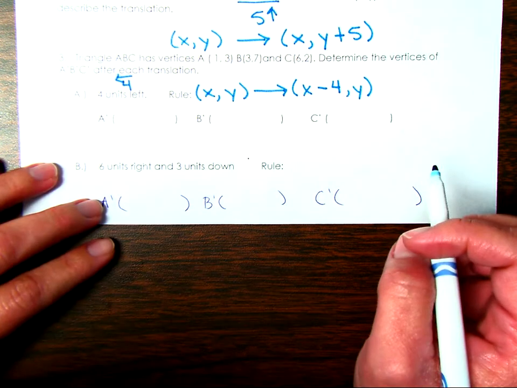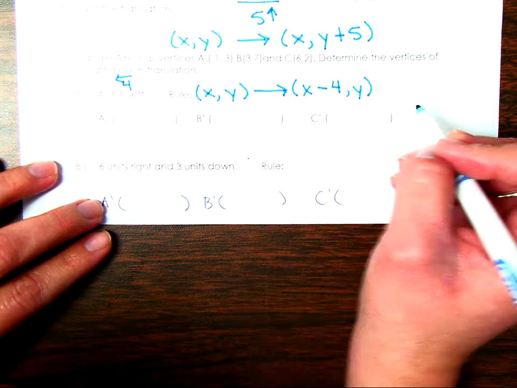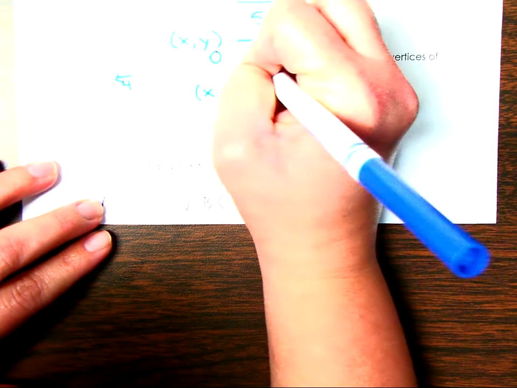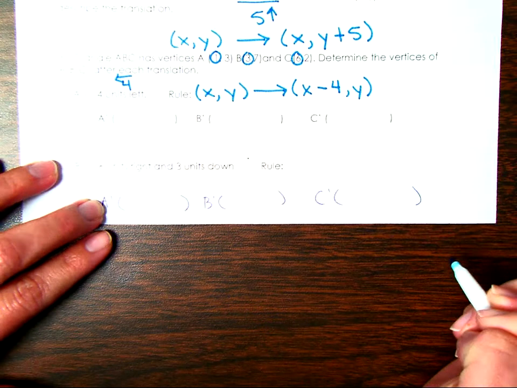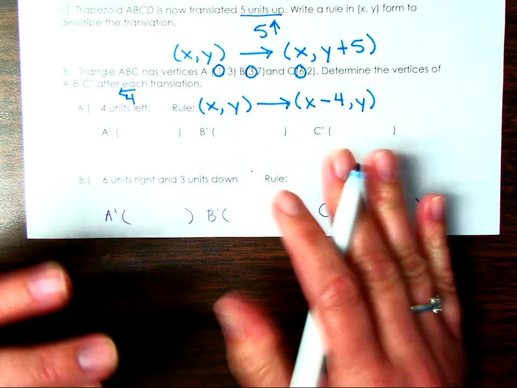So here's what we need to do. We're going to take our X's. Those are the only things going to be changed. Okay? So I just kind of circle that so I don't use the wrong numbers.